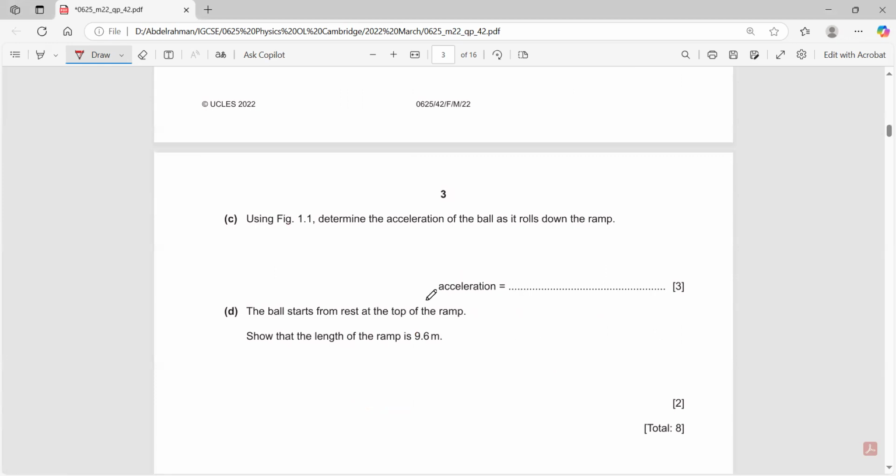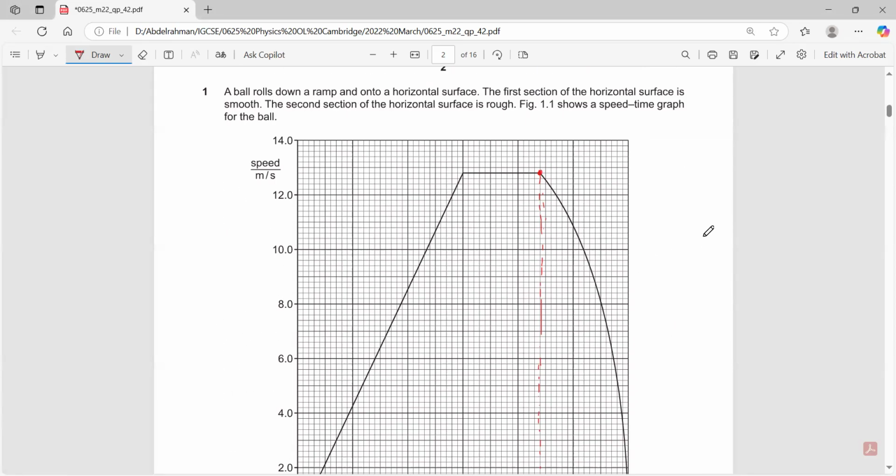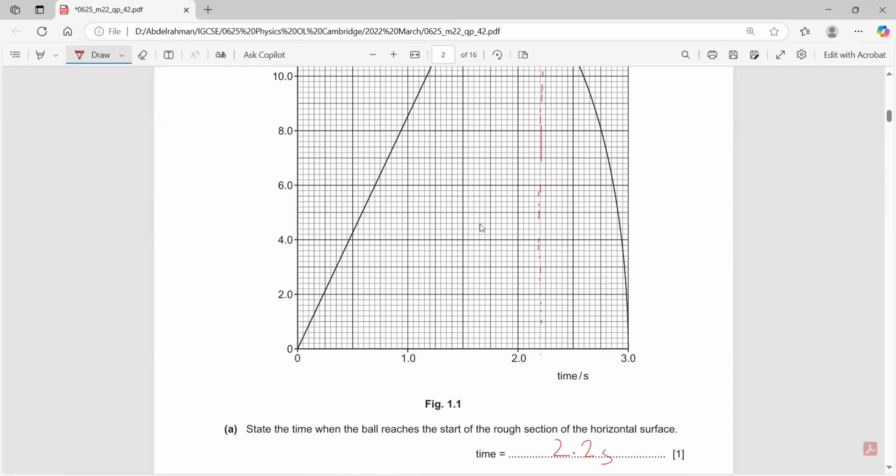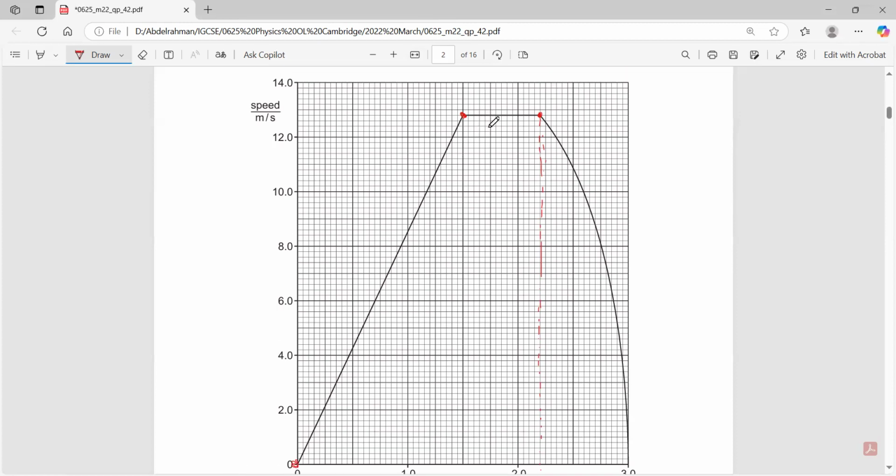Using figure 1.1, determine the acceleration of the ball as it rolls down the ramp. Can I find the acceleration? Yes. I need to calculate the slope, which is y2 minus y1 over x2 minus x1. From the graph, I need to take 2 points. Can I take the second point to be 0 and 0? Yes, because they are both on the same straight line.